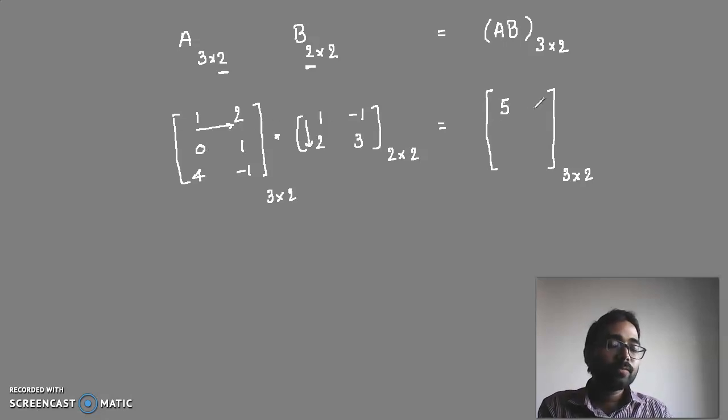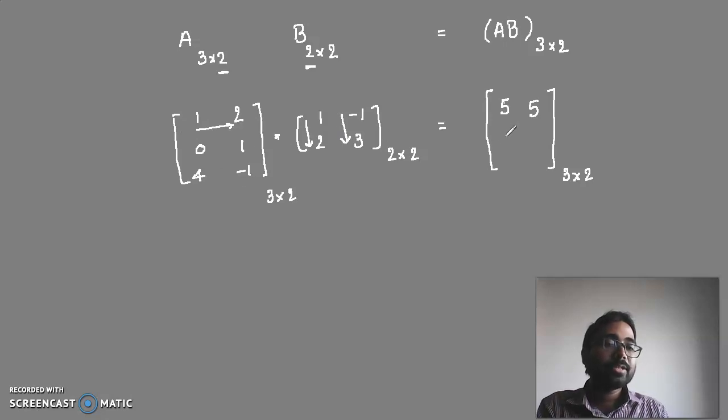Next, what is the position of this element? First row, second column. So you take the first row and you take the second column here. So 1 into minus 1, 2 into 3. So minus 1 plus 6. That is again going to be 5. So first row, second column.